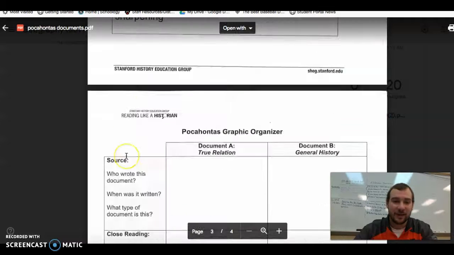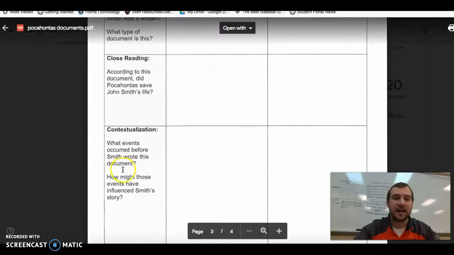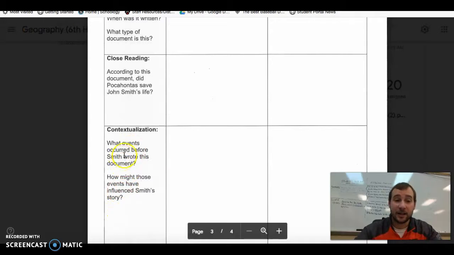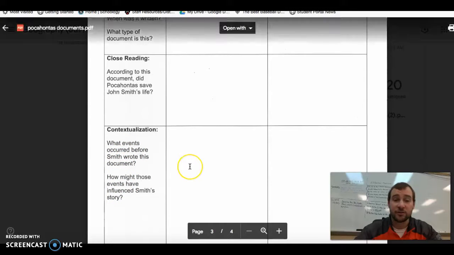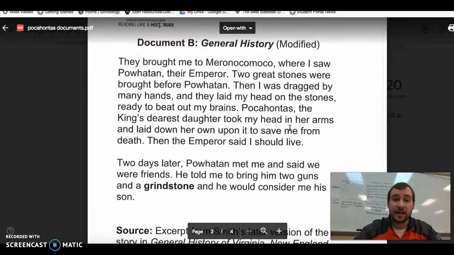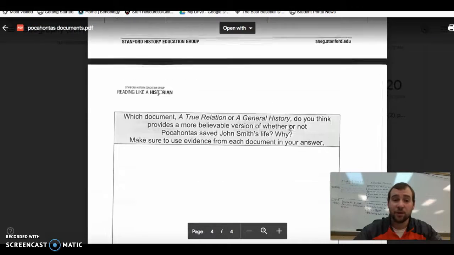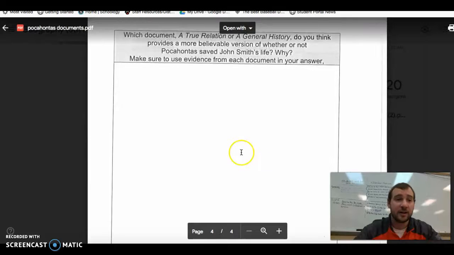For document A, we'll just jot down, according to this document, did Pocahontas save John Smith's life? The answer is no. Then for context, you're going to go back to that timeline and answer these two questions for document A. Then you're going to do the same thing, read document B, answer the questions, and after we've done both those, we're going to answer the big question here in a paragraph.